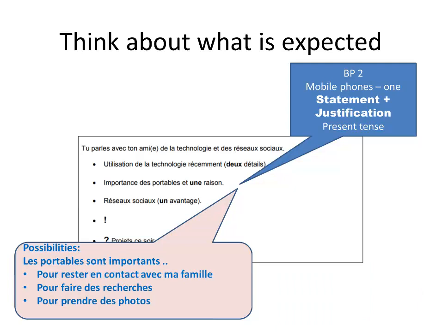Les portables sont importants pour rester en contact avec ma famille, pour faire des recherches, pour prendre des photos. So that's how you say in order to do something. The word pour meaning for, and then the infinitive. So if you'd done just pour rester en contact avec ma famille, in fact, that would have given you the marks. But les portables sont importants pour rester en contact avec ma famille would be a superb answer.